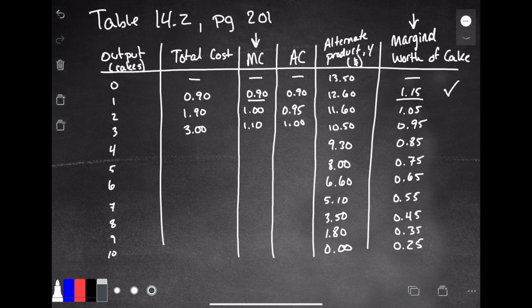For the second cake, it has a marginal cost of $1. It has a marginal worth of $1.05. So Adam will definitely make the second cake. And for the third cake, it has a marginal cost of $1.10 and a marginal personal worth of 95 cents. And so Adam will not make the third cake. And if we assume that Adam cannot produce a fraction of a cake, then Adam is going to stop producing at 2 cakes.